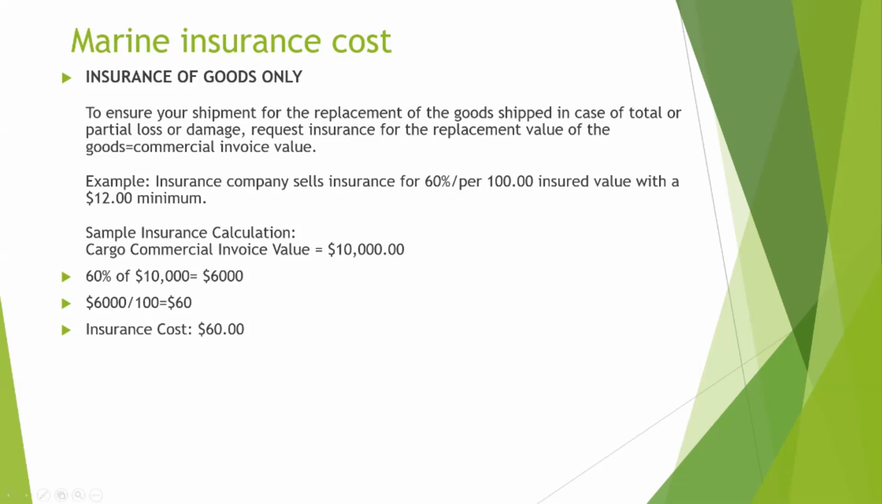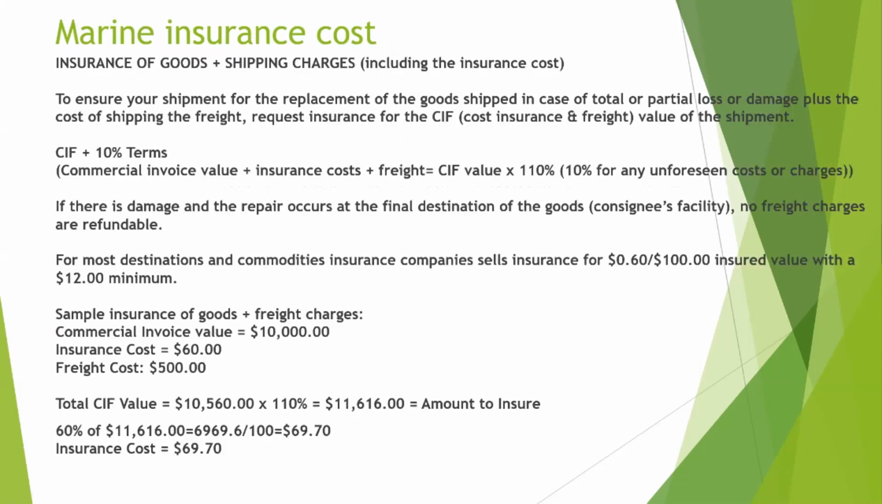Of course, this rate depends on the clause, A, B or C. If you're talking about A, definitely it goes to the highest level. If we want to apply marine insurance calculation based on, for example, the CIF value, which is one of the Incoterms, they insure your shipment for the replacement of the goods in case of total or partial loss or damage, plus the cost of shipping, the freight. Request insurance for the CIF, or cost, insurance and freight, value of the shipment.